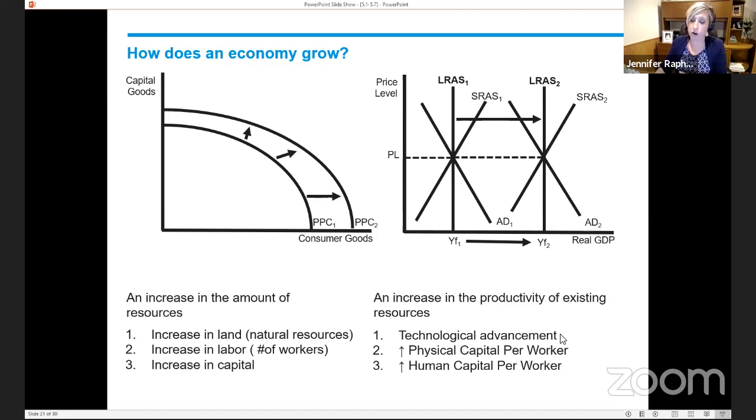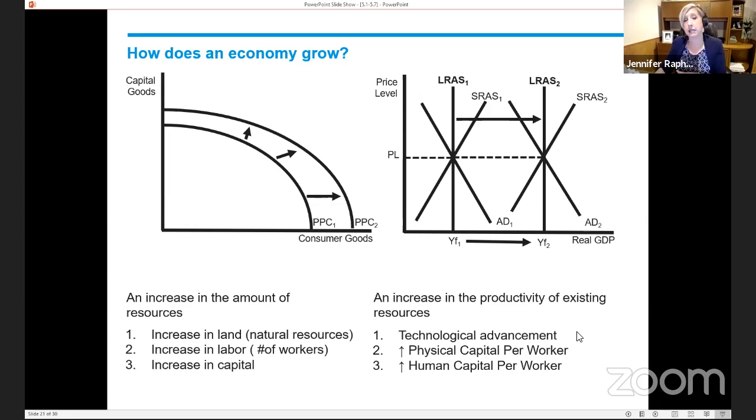And those determinants of productivity you learned about in a previous lesson: technological advancement, the amount of physical capital per worker, and the amount of human capital per worker. So if technology advances, if there's an increase in physical capital per worker and or an increase in human capital per worker, you're going to get more output from a given amount of inputs. So those are the two sources of economic growth.